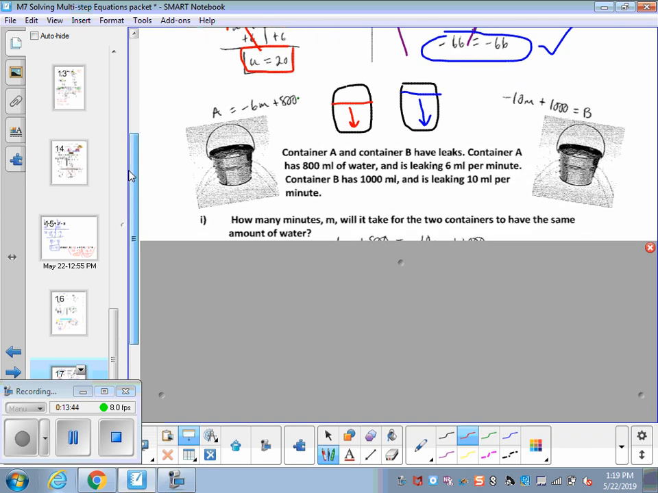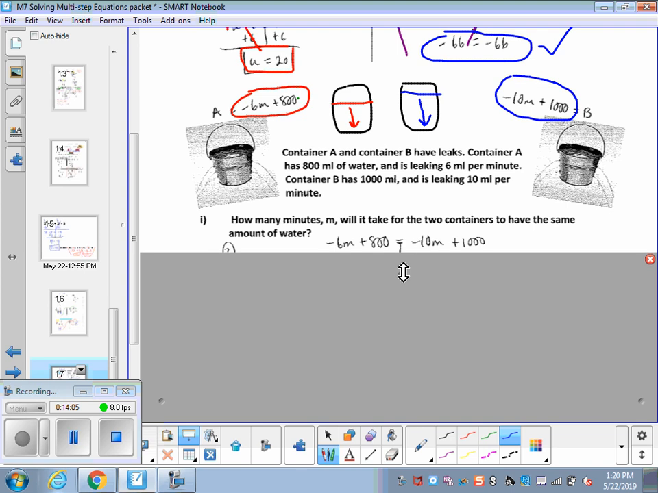Okay? So for the first question, I want to know how many minutes it will take for these two containers to actually have the same amount of water in them. I want these two water levels to be the same. So what we're going to do is take container A and set it equal to container B. And when we set it equal to each other, this is us seeing for the first time an equation where you'd actually have the variable on both sides with a negative coefficient.